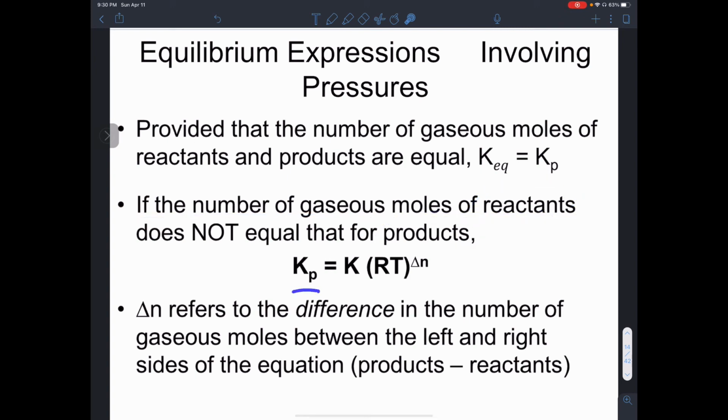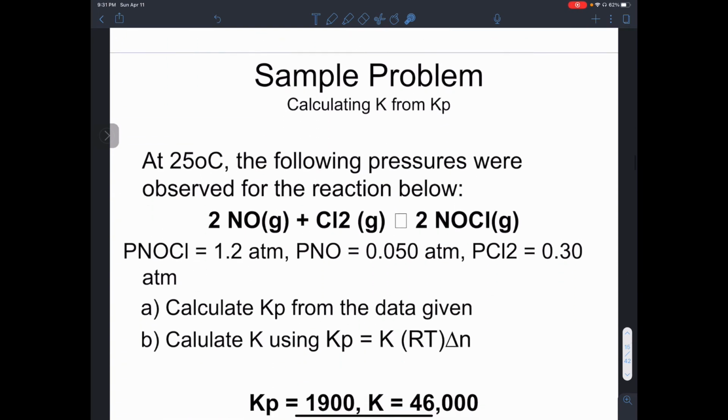So Kp is only going to be equal to K if R and T are constant and delta N doesn't change. Delta N refers to the difference. Remember, delta means difference, N is number of moles, and anytime we calculate a delta in chemistry, it's always products minus reactants, right? It's final minus initial. So we're going to have to consider that, and let's do one of those now.